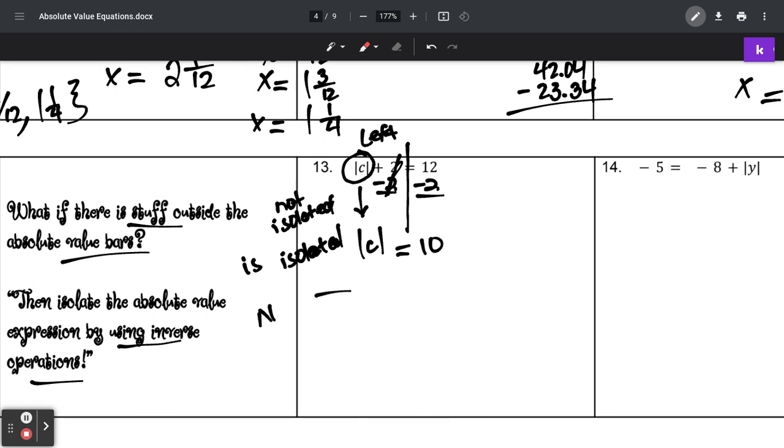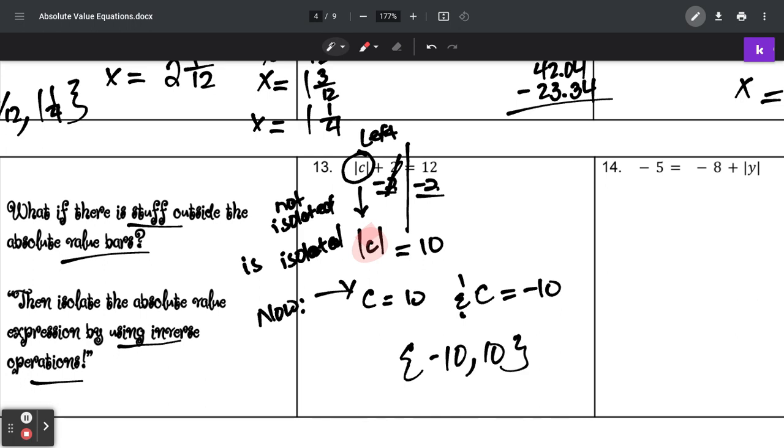Now I can write the two equations. Now I can go with C. You've got to go with what's on the inside. Please don't put the absolute value. Just put C equals 10 and then do the negative version. C equals -10. 10 and -10. Okay?